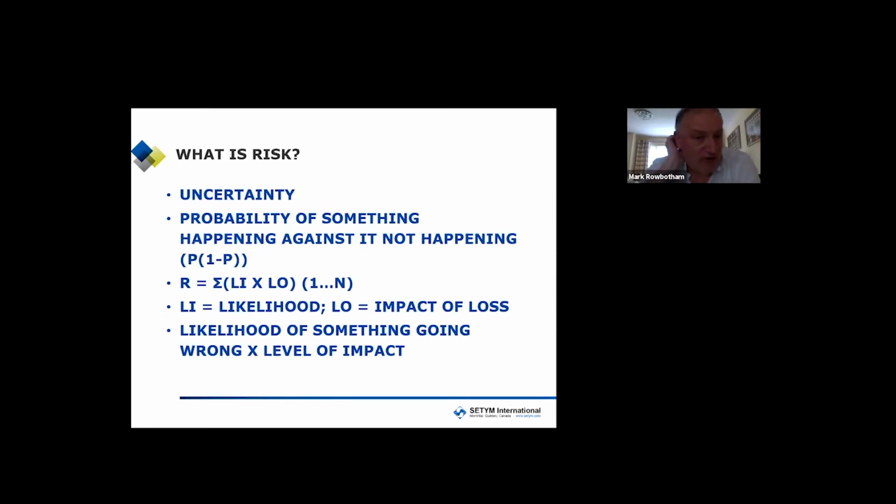So risk is the uncertainty, the fact that we cannot predict what would happen. It is a likelihood that will happen. In statistics, we call it probability. What is the probability that something will go wrong, that something will break down?